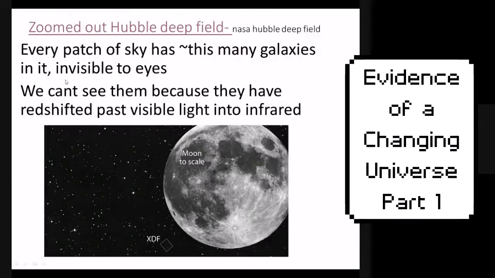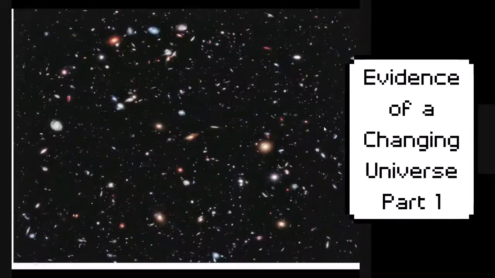And here's the thing. They're all invisible to our eyes. Even if you had a really, really good visible light telescope, you would see none of these. They're moving away from us so fast that a lot of their light has been shifted into infrared and microwaves for some of the really, really far ones. So you couldn't even see these if you tried.